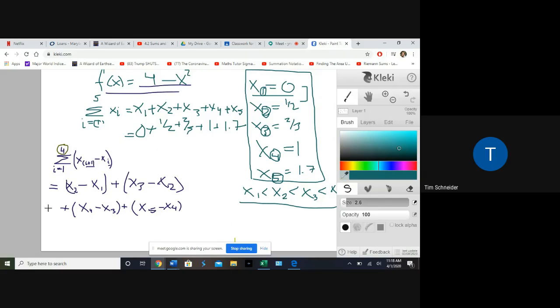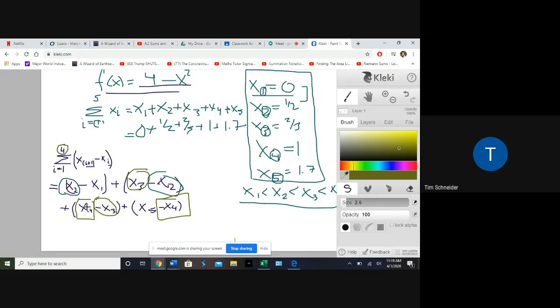What do you notice about the actual terms that we have here before we actually substitute them back in? What do you notice about the terms? We have an x2 and a negative x2. We have an x3 and a negative x3. And we have an x4, a negative x4, and a positive x4.